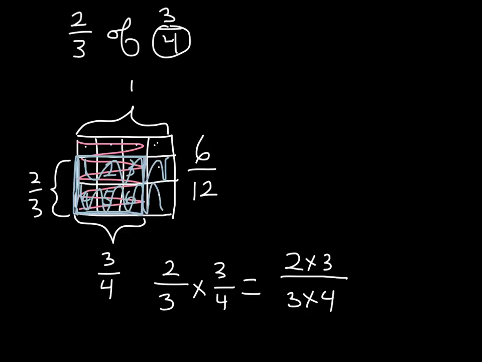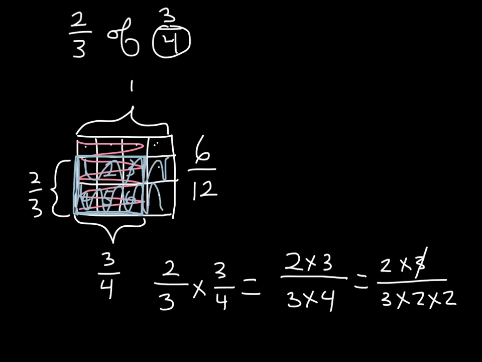And before I get my final answer, I'm going to be looking for things that are the same on the top and the bottom. And what I notice is that 4 can actually be broken down further. So on the top I have 2 times 3, and on the bottom I've got 3 times 2 times 2, because 4 is the same as 2 times 2. So what I've done is I've broken down everything to their prime factors. And then I'm going to look for things that are the same on the top and the bottom.